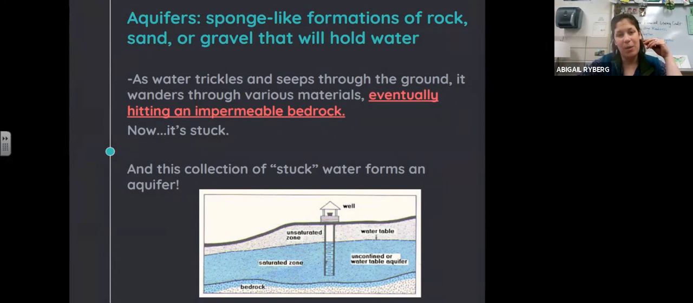Aquifers make up a portion of groundwater, and aquifers are what we call a sponge-like formation of rock. So it looks like a sponge, although it's not physically spongy because it's rock, right? So a sponge-like structure of rock, sand or gravel that holds water. So if you imagine a sponge, but now all of a sudden it's made of rock or gravel, but it does have these pockets in these little areas that allow for water storage. So as water trickles and slowly seeps through the ground, it wanders through various materials.